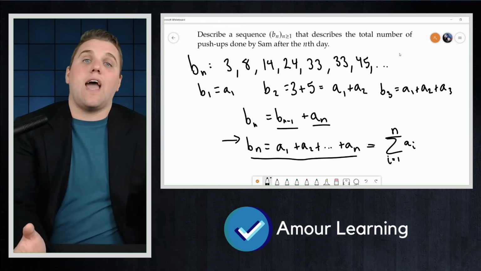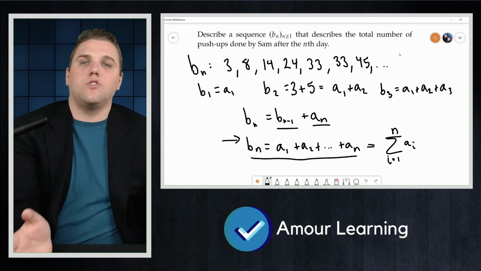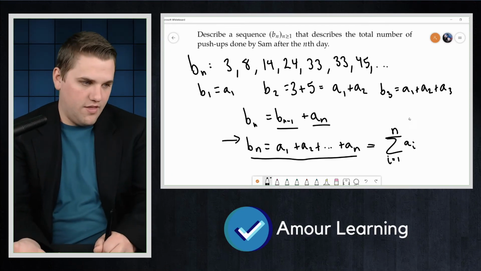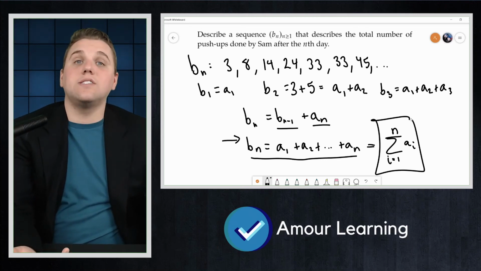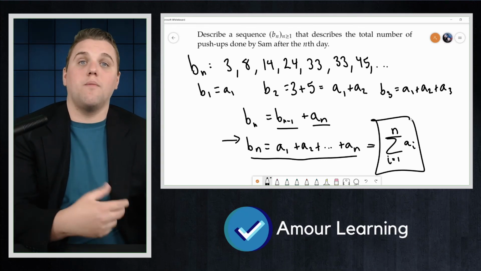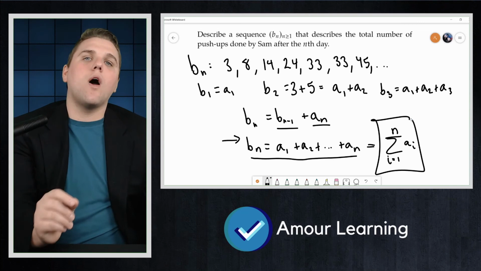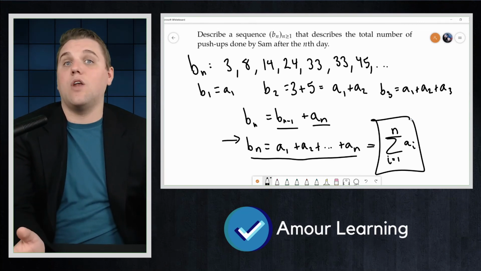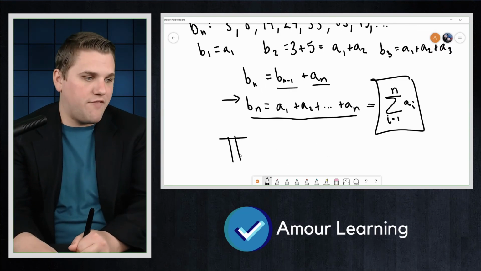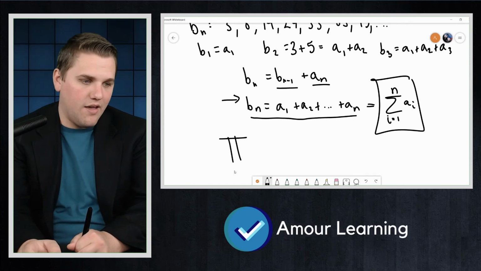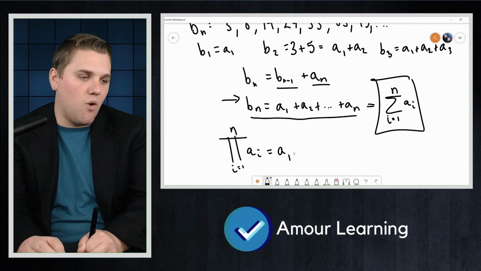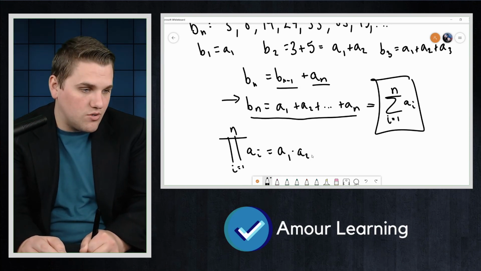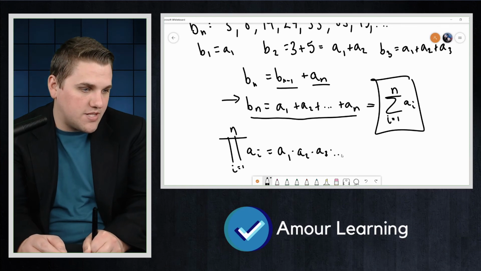So to simplify writing out these sums, we will often use notation like this. This means add up all the a_i's where i ranges from 1 to n. If we want to multiply the a_i instead, we could write out this fancy looking capital pi from i equals 1 to n of a_i. And again, this is a_1 times a_2 times a_3 times ... times a_n.